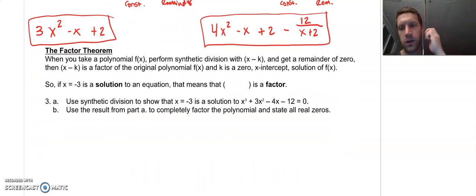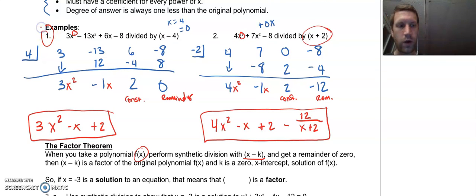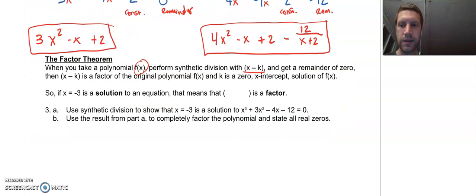Okay. You don't have to remember the name, the factor theorem, but here's how this works. For any polynomial f of x, if you do synthetic division and you divide by x minus k and you get a remainder of 0, kind of like we did on number 1, what that means is x minus k is a factor, okay? And if x minus k is the factor, that means k is your 0. And another word for 0 is the x-coordinate of your x-intercept or solution or a root, okay?